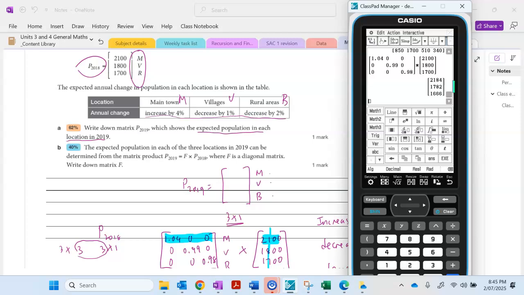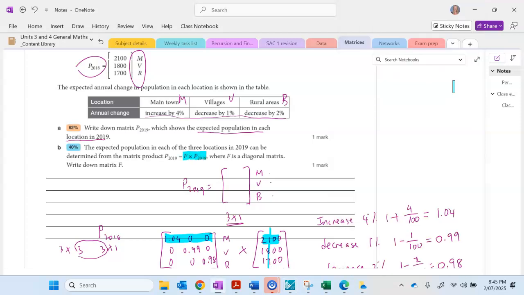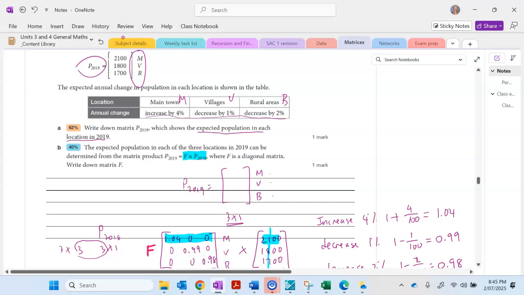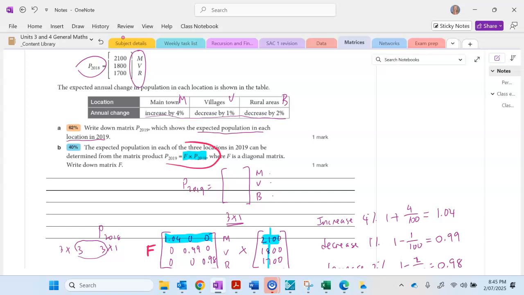All right, part B, the expected population in each of the 3 locations in 2019 can be determined by this matrix here, where F is a... write down matrix P 2019, which shows the expected population. Oh, I already did that. Okay, so this is matrix F here. So we've already done that. Now I'm wondering what I was meant to do in part A. Write down matrix P, which shows the... okay, maybe you're meant to work it out without actually doing this calculation, which we used that calculation to do. It's a bit strange that they've separated it like that.